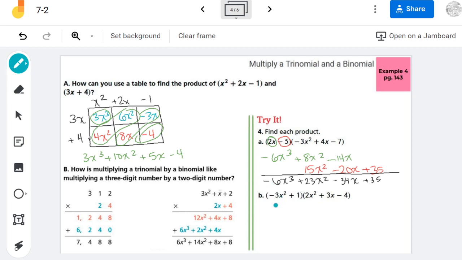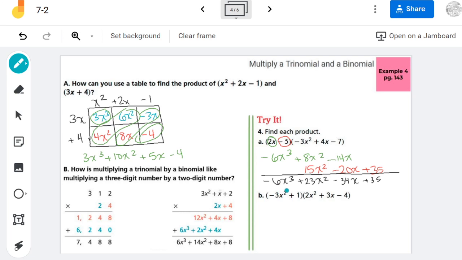So again, I'm going to distribute. Now notice on this one for part B, there's no linear term, so it goes straight from squared to a constant. What you're going to see when I write this out is there are going to be gaps in my layout. You'd see that in the box method as well.